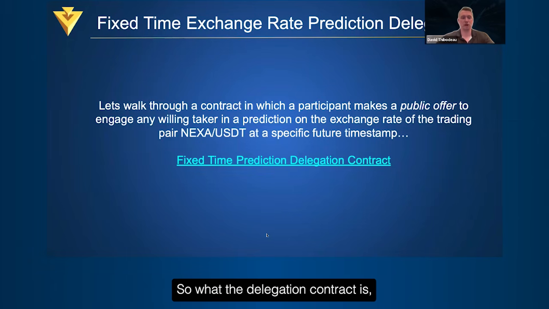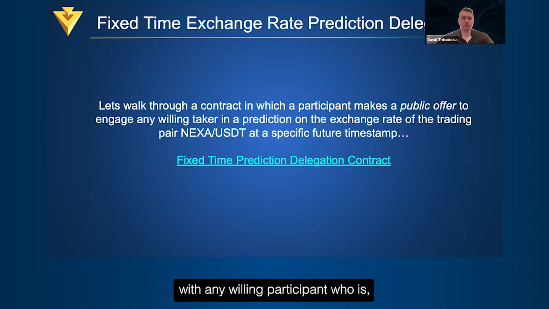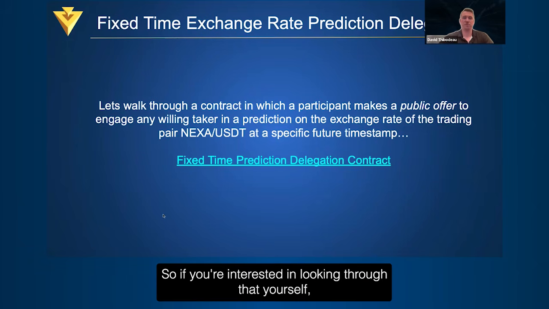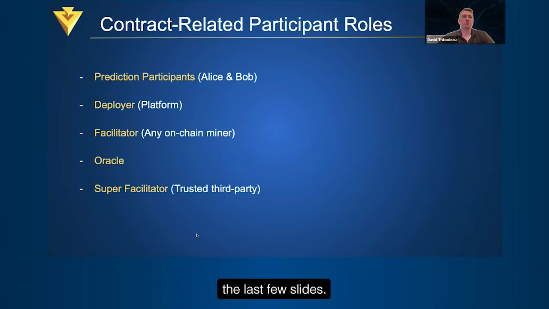So what the delegation contract is, it's an on-chain offer to engage in a contract with any willing participant who is able to meet your specific terms. So that's a pretty powerful contract. Again, the source code to this contract is linked on the PDF, so if you're interested in looking through that yourself, feel free. I'm going to try to get through just the last few slides.